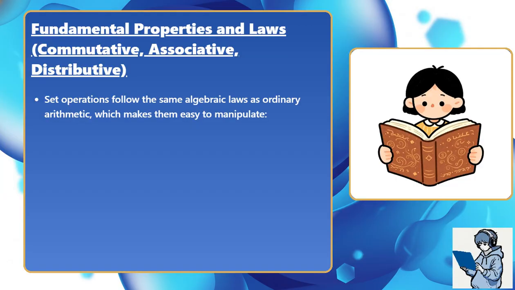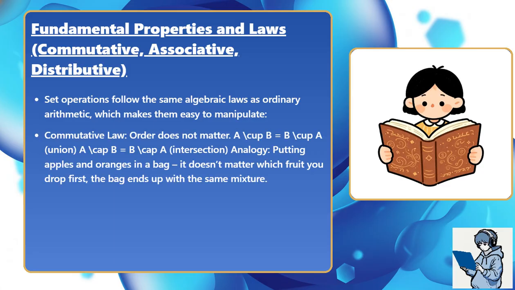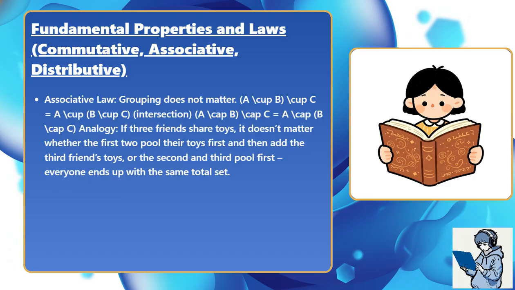Set operations follow the same algebraic laws as ordinary arithmetic, which makes them easy to manipulate. Commutative law: order does not matter. A ∪ B = B ∪ A, and A ∩ B = B ∩ A. Analogy: putting apples and oranges in a bag, it doesn't matter which fruit you drop first, the bag ends up with the same mixture.